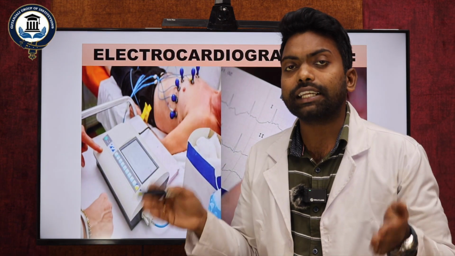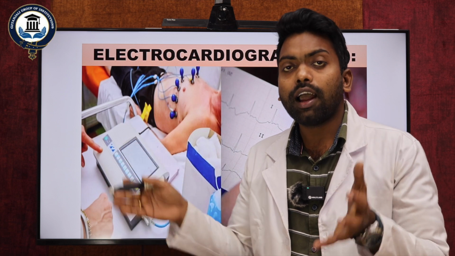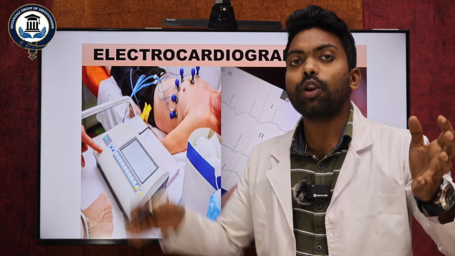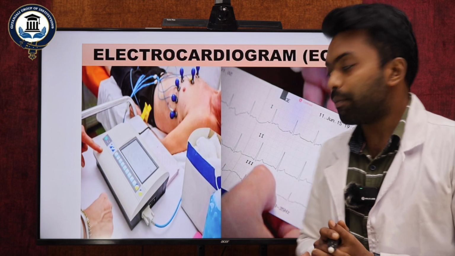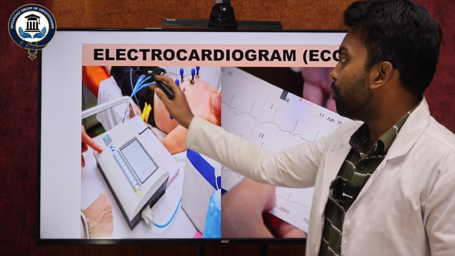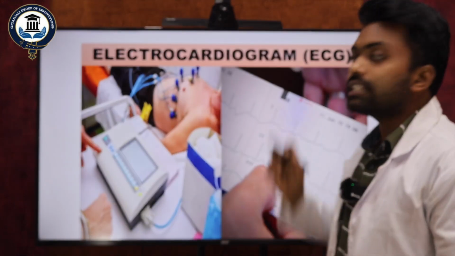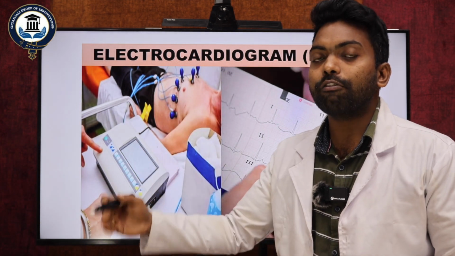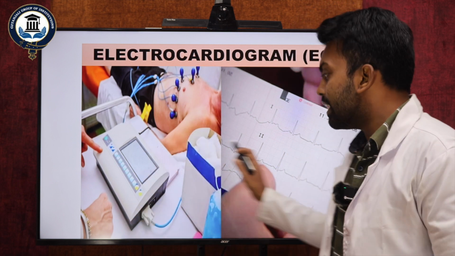So the cardiac cycle is nothing but a sequence of blood flow, happening simultaneously, with systole and diastole, contraction and relaxation. We measure the cardiac cycle with the help of the ECG, the electrocardiogram. This is a method where we can analyze the cardiac cycle, and by seeing the ECG we can understand whether it is normal or abnormal.